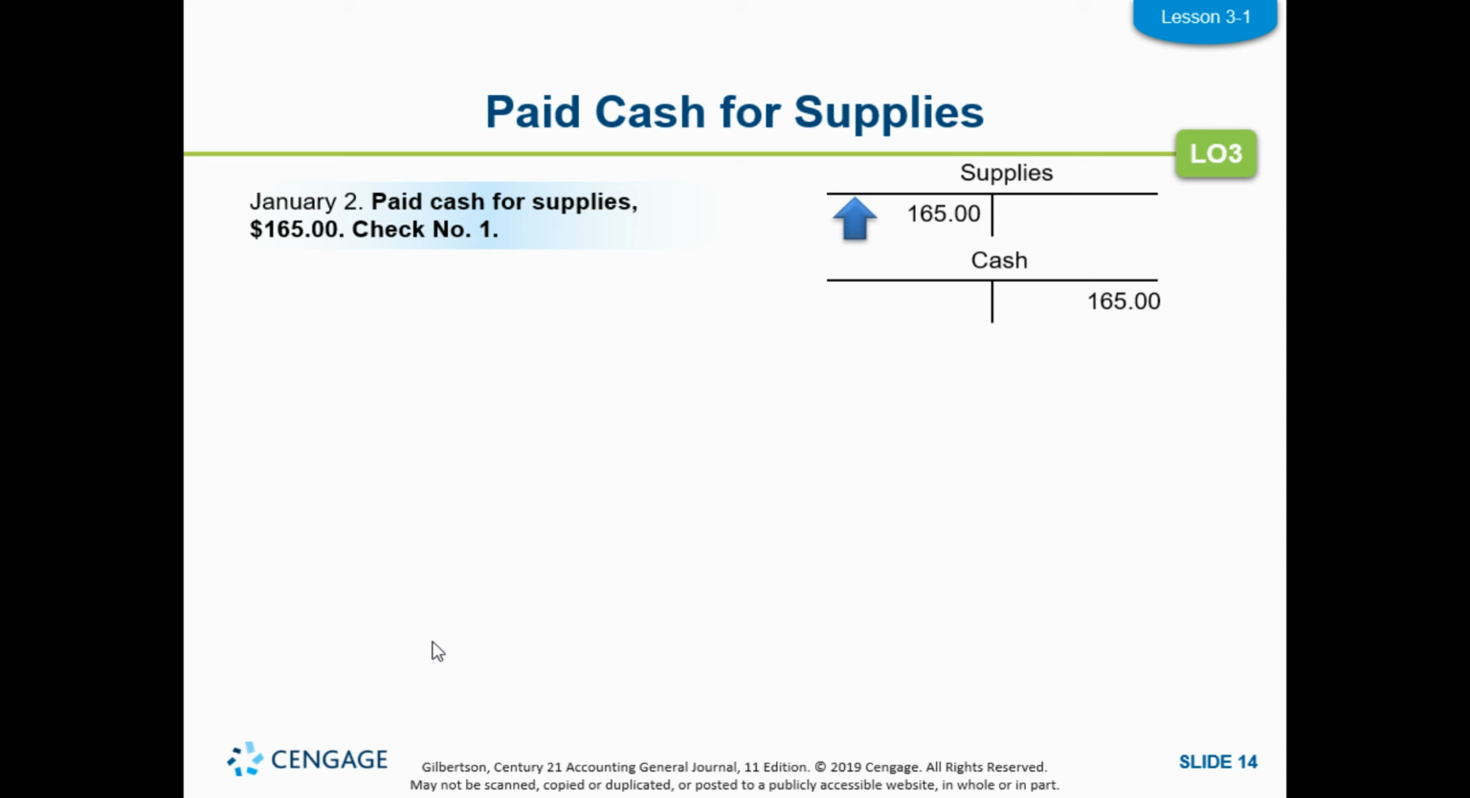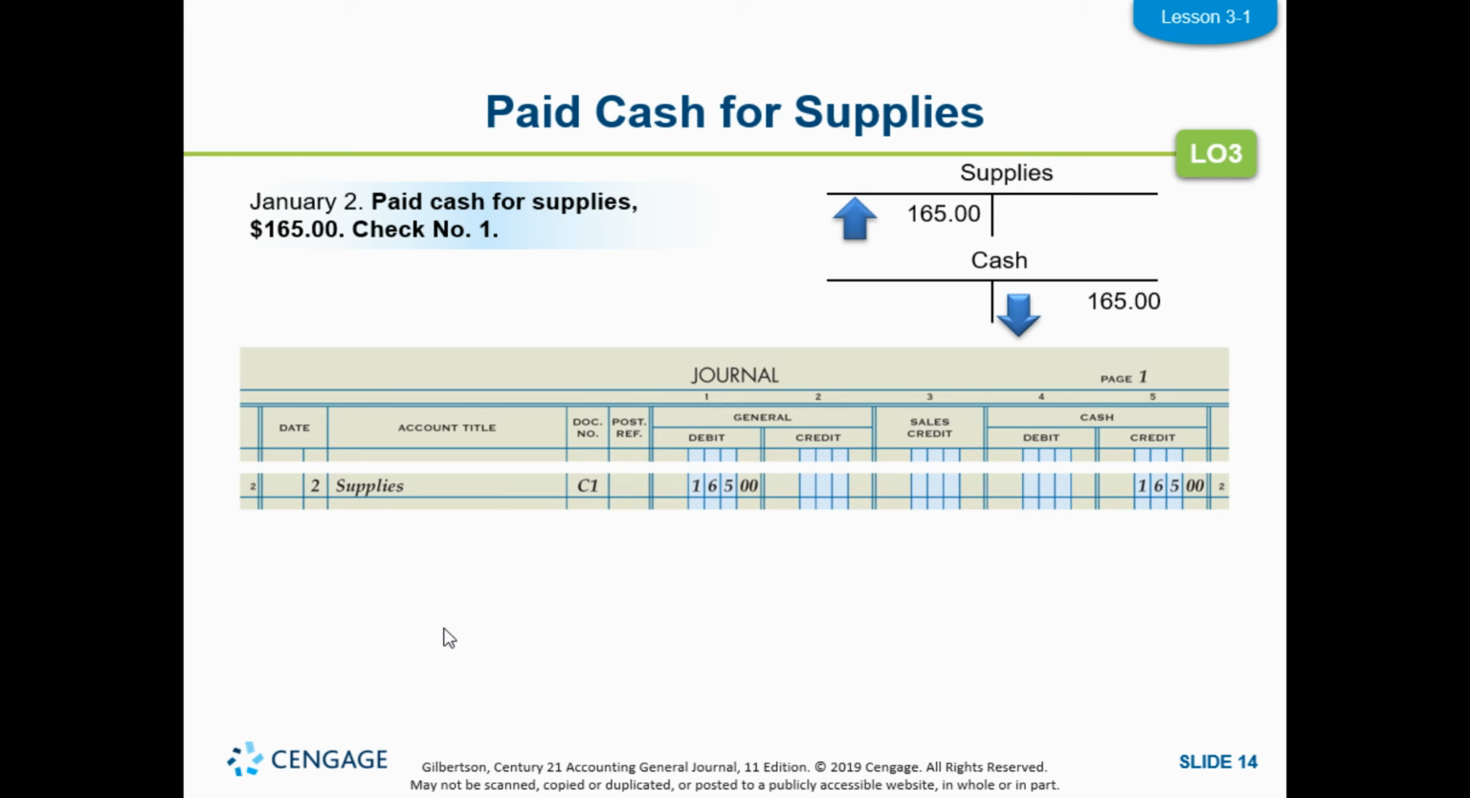Debit, of course. Cash, 165. Credit. So once again, all we're impacting here are assets. Increase and decrease. No impact to the right side of the accounting equation. Assets equals liabilities plus owner's equity. Here's our general journal, our multi-column journal, I should say.